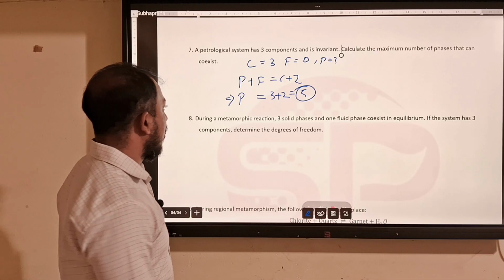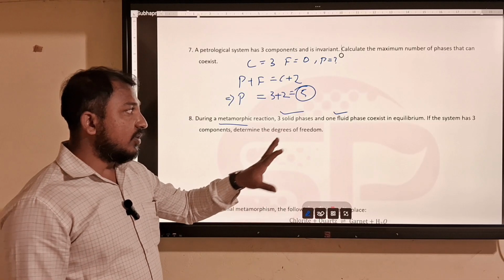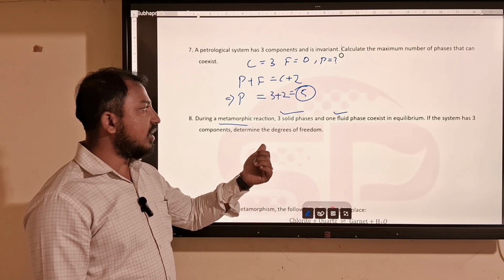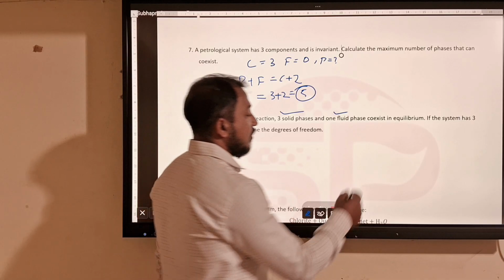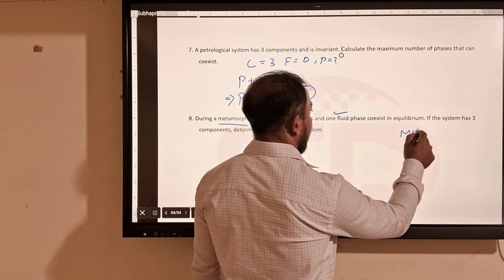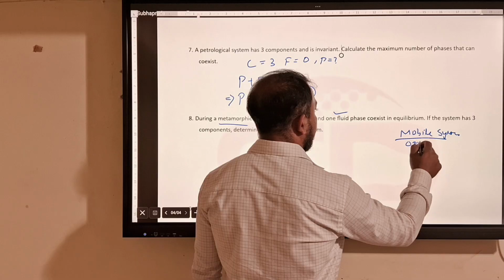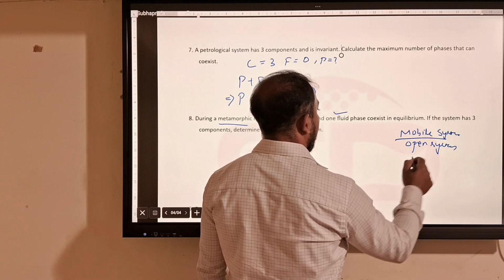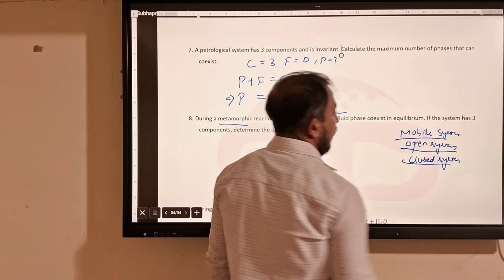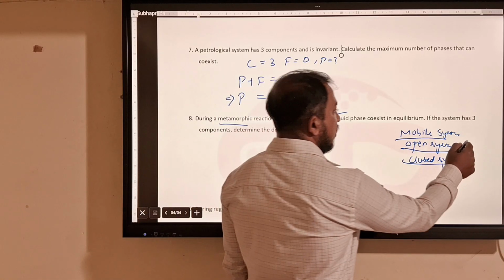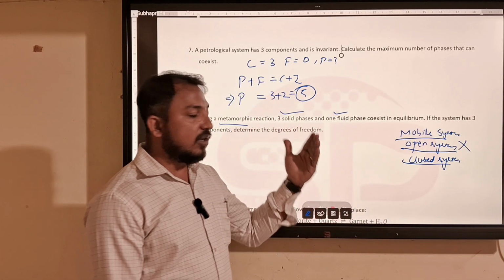Then the same type of question here. During a metamorphic reaction, we have 3 solid phases and 1 fluid phase. So when a fluid phase is involved in your phase diagram or phase rule, first you have to consider whether it is a mobile system, that is an open system, or a closed system. If it is given as an open system, then the fluid phase will not be considered in component and phase. If it is a closed system, then it will be considered as a component and phase.